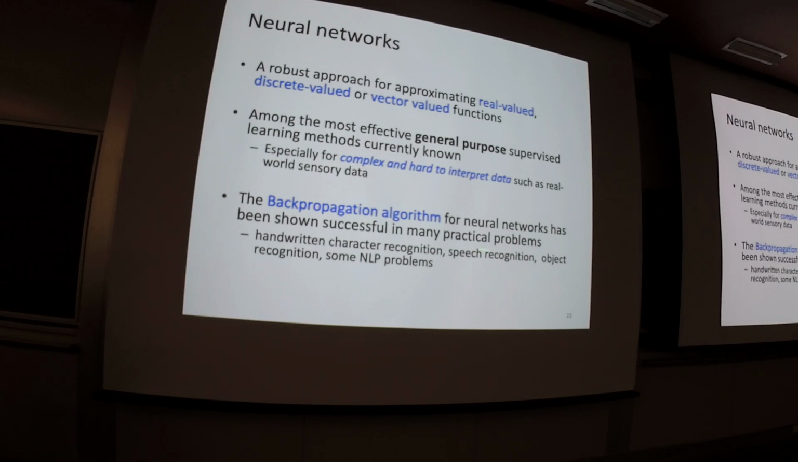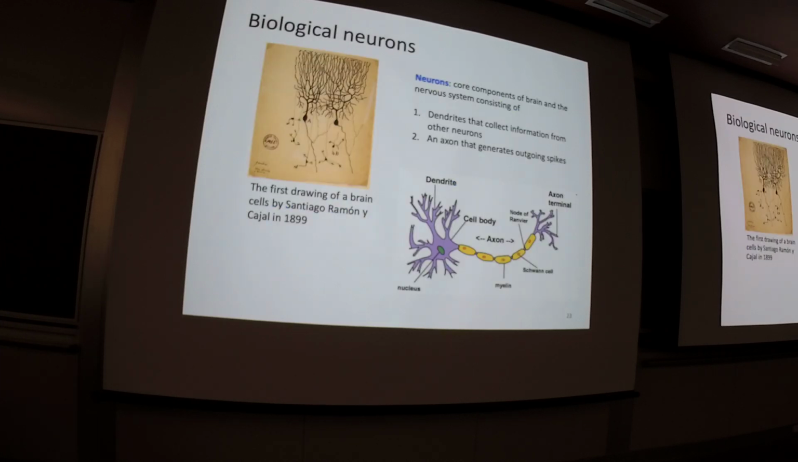And the core algorithm to train neural networks is called back propagation. We'll see it later. So the invention of neural networks was inspired by the biological science, especially brain research. This figure is the first drawing of brain cells in the 19th century. So we can say the nervous system in the brain is very highly structured.